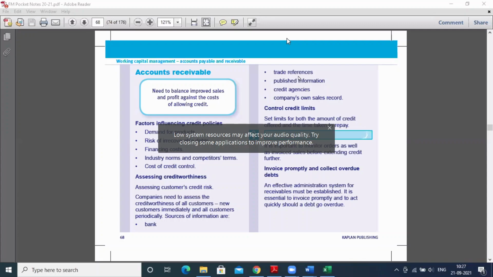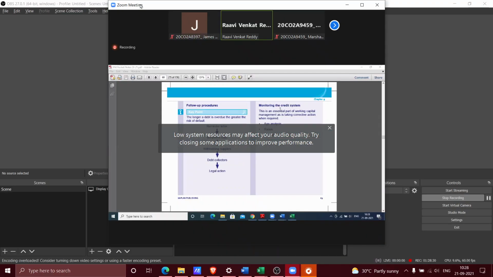Now here you can see the follow-up procedure. Now generally what should be the follow-up procedure? Very, very interesting. Just see this. The longer a debt is overdue, the greater the risk of default. Suppose let us assume that you gave a 30 days credit period to your customer, and after 30 days also you didn't receive the payment from your customer. So the longer the overdue, the greater the risk of default. So in that case, what should be the follow-up procedure?